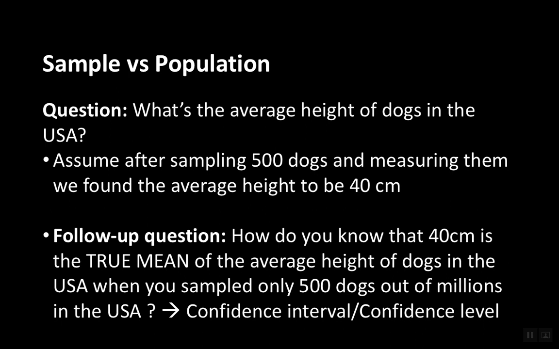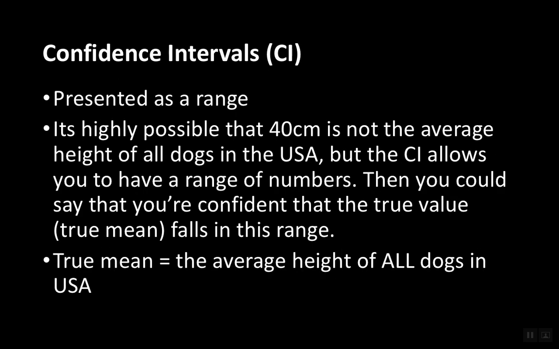Hmm. That's when confidence interval and confidence levels come in. Okay. Now, confidence intervals are usually presented as a range. As we will see later on, I'm gonna have an example showing this. Now, it is highly possible that 40 centimeters is actually not the true average height of all dogs in the United States, which makes sense. Why? Because we sampled 500 dogs, trying to use this number to compare to the whole population, so it's possible that we may not be accurate.